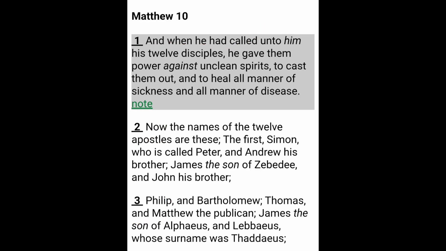Now the names of the 12 apostles are these: the first, Simon, who is called Peter, and Andrew his brother, James, the son of Zebedee, and John his brother, and Philip, and Bartholomew, Thomas, and Matthew the publican, James the son of Alphaeus, and Lebbaeus, whose surname is Thaddeus.